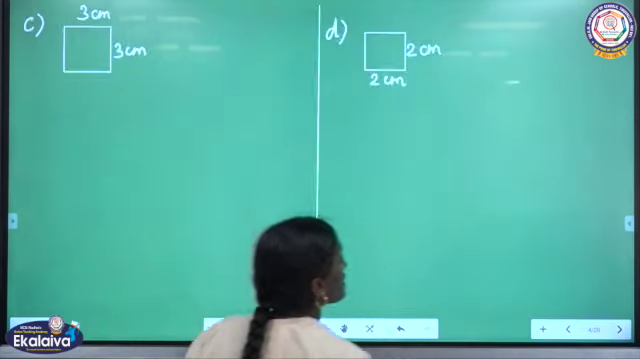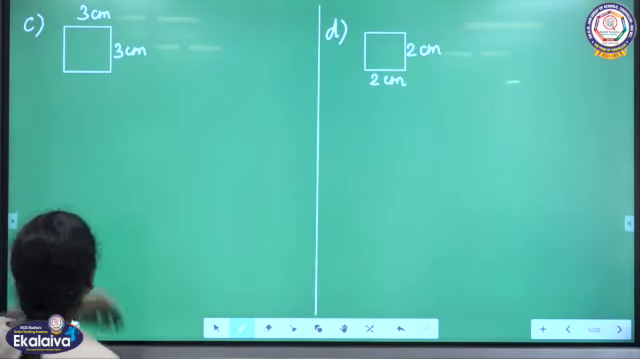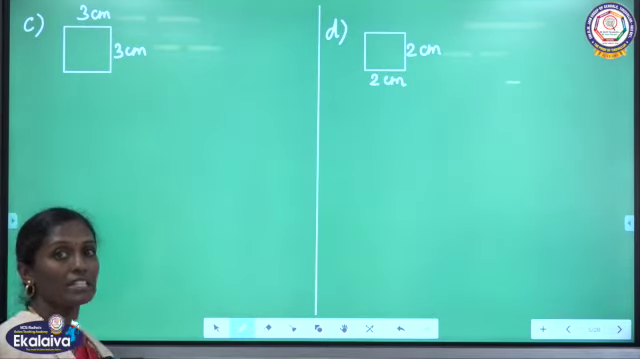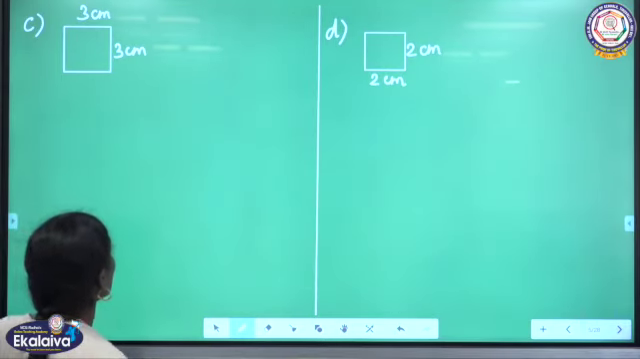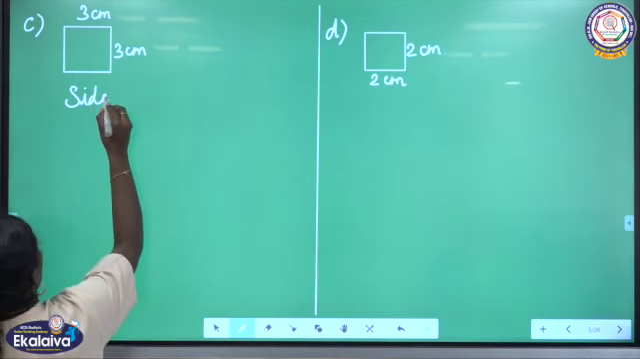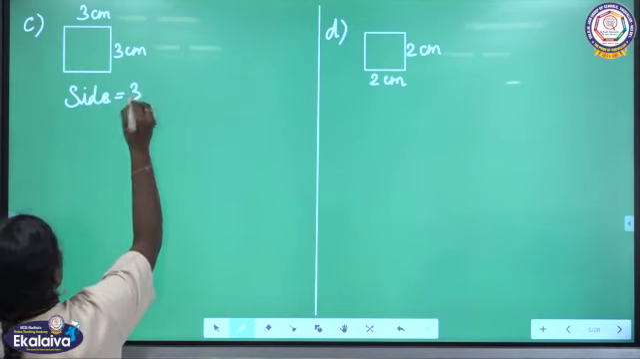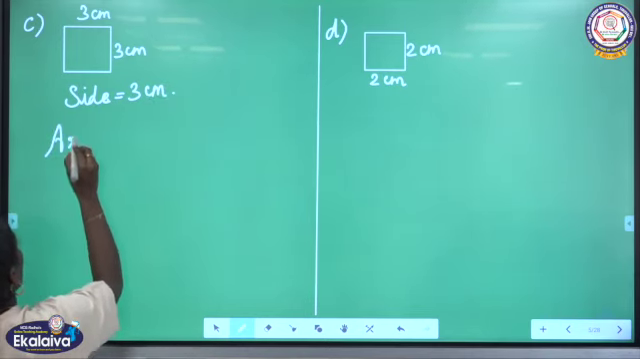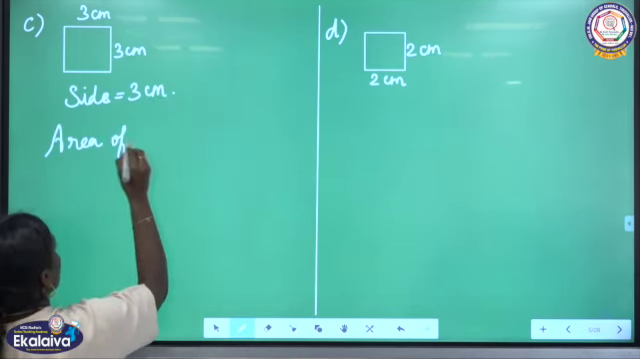Then next question. Here see the picture. 3 centimeter, 3 centimeter. The sides are equal. So this is the square. We are going to find the area of the square. Side is equal to 3 centimeter. The side of the square is given. Now we are going to find the area of the square.